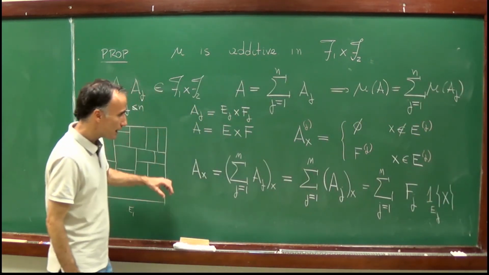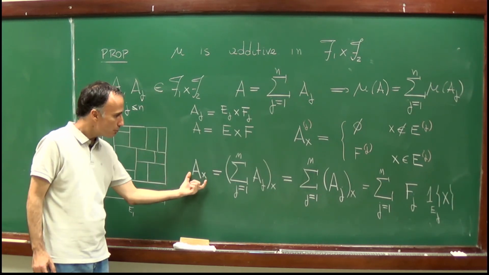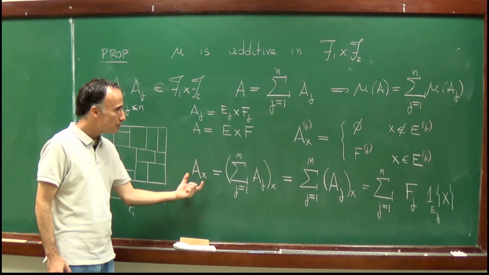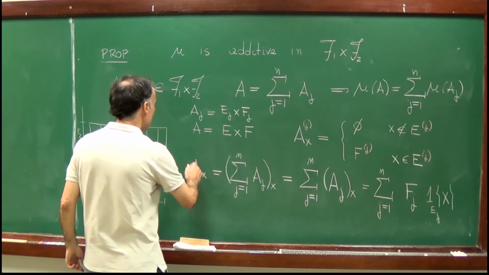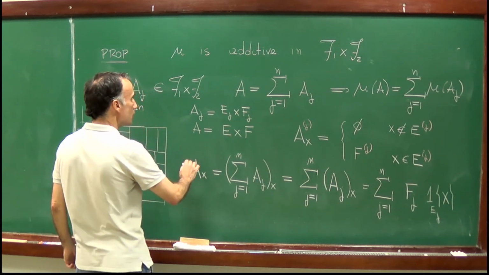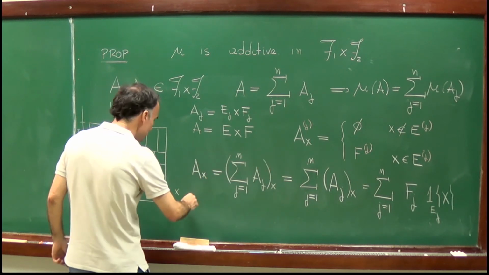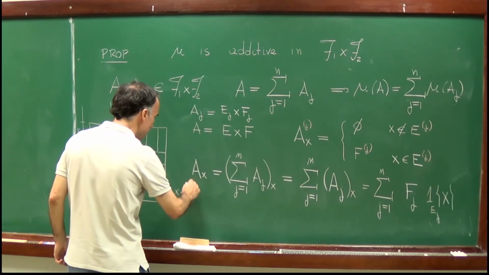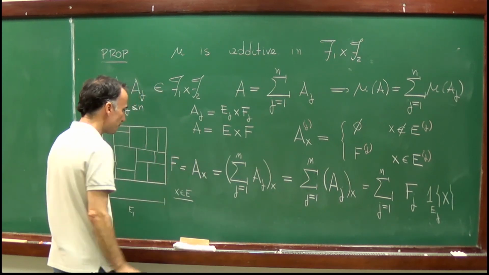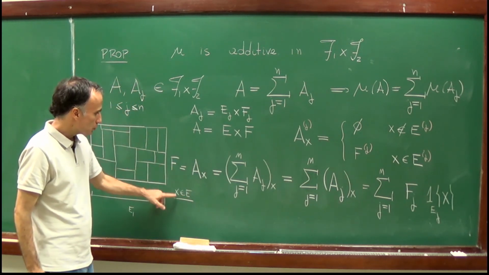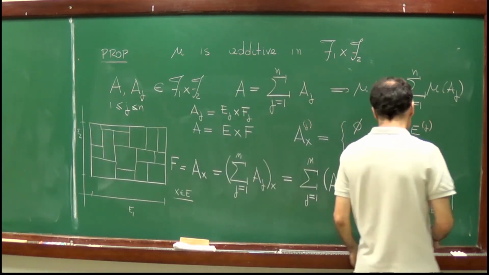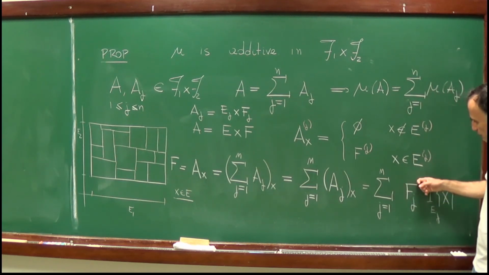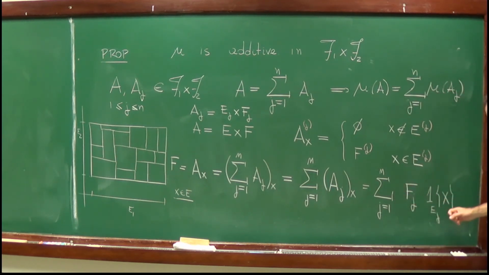Which means that I fixed x, and I'm representing A_x. A_x, remember, is equal to F, so let me assume that x belongs to E. If x belongs to E, this set is F. And what I'm saying here is that F is in fact equal to the union over all F_j's. But which F_j's? Well, all F_j's for which x belongs to E_j.